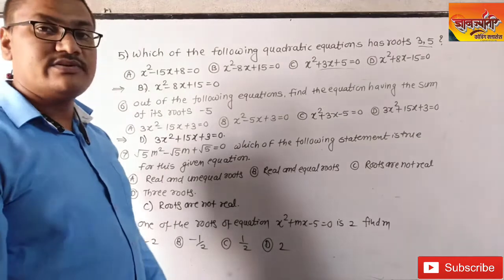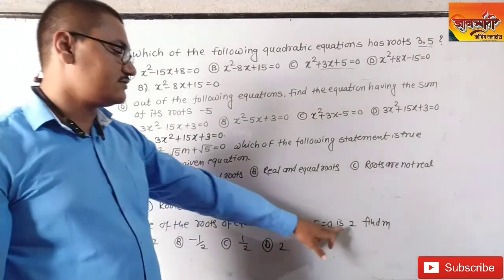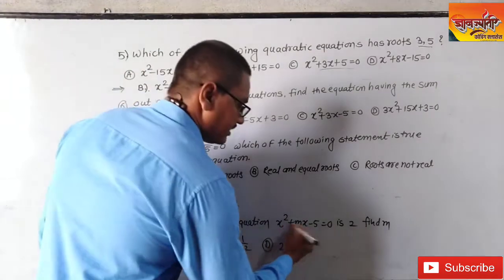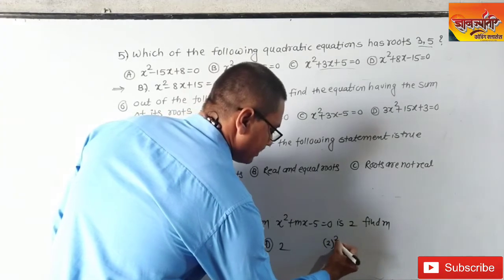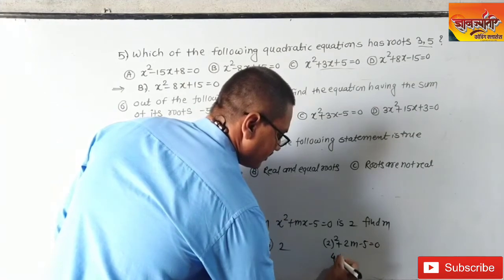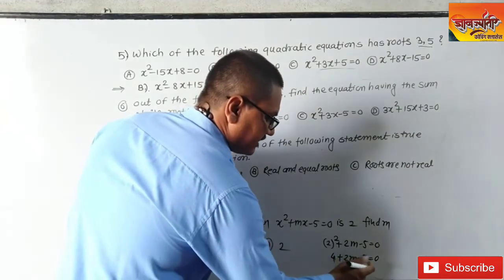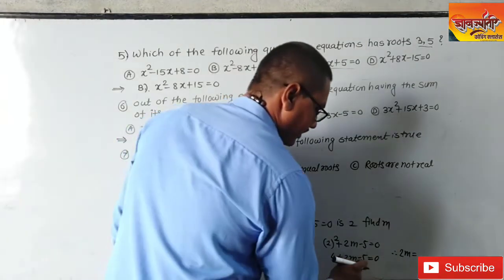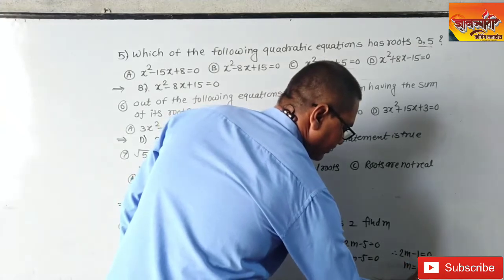Comparing the equation with its standard form, we substitute the given root for x and find the value of m. Substituting x = 2 in the left-hand side: 2² + 2m − 5 = 0. So 4 + 2m − 5 = 0. Equating like terms, 2m + 4 − 5 gives 2m − 1 = 0. Then the value of m is 1/2.